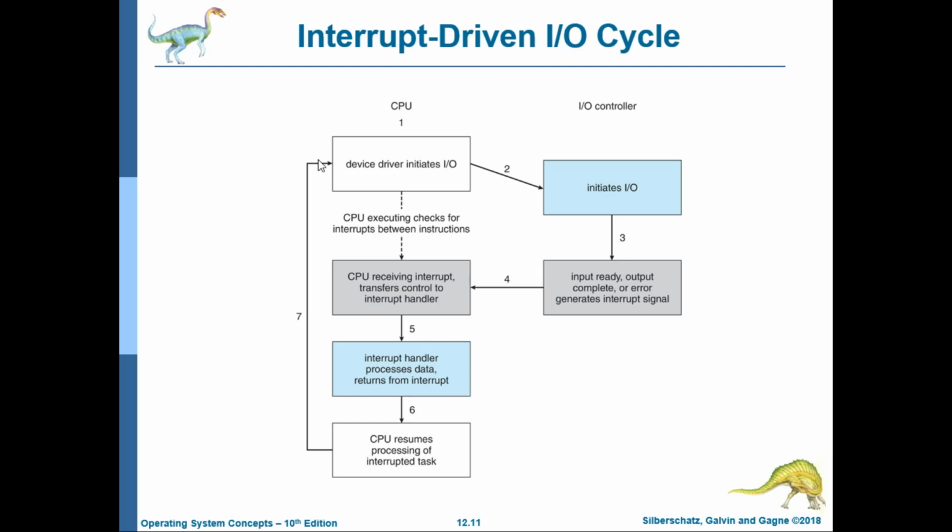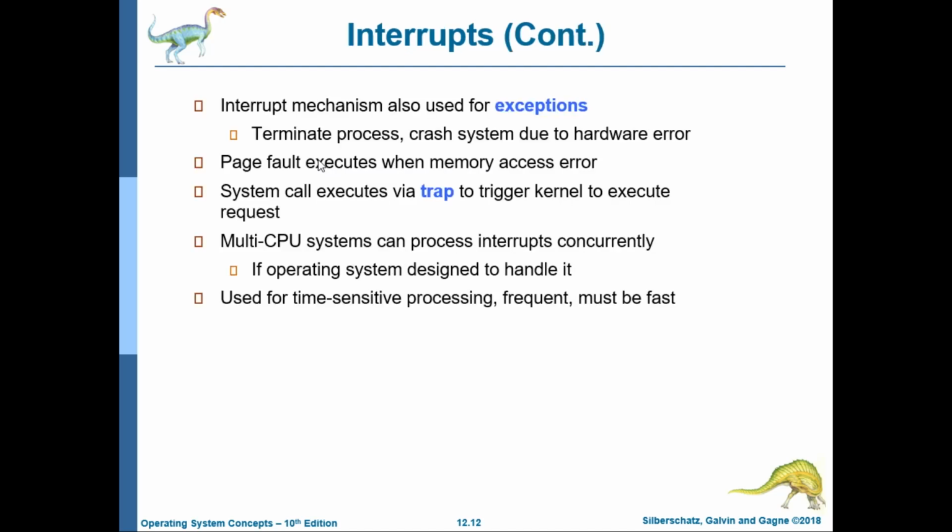So if the CPU is busy and then it receives an initiation from the I/O, the CPU will stop what it is executing and has to service the interrupt first. The interrupt mechanism is also used for exceptions. Examples of exceptions are terminating a process, or a system crash due to hardware error. Also, a page fault executes when there is a memory access error. Then a system call executes via trap to trigger the kernel to execute a request.